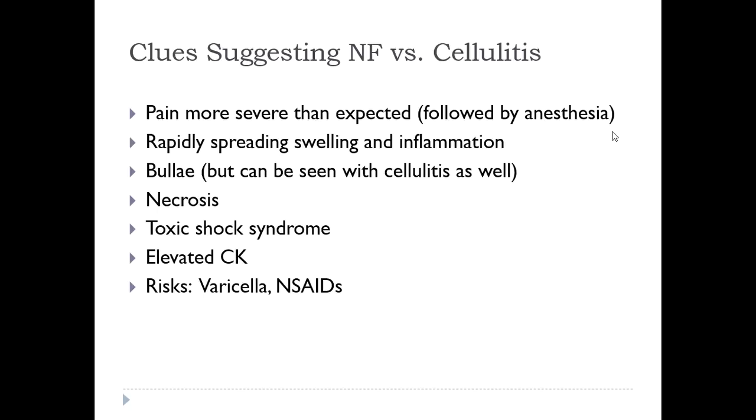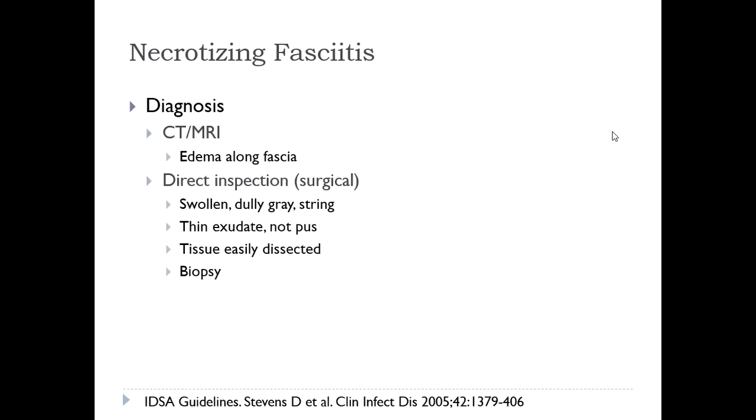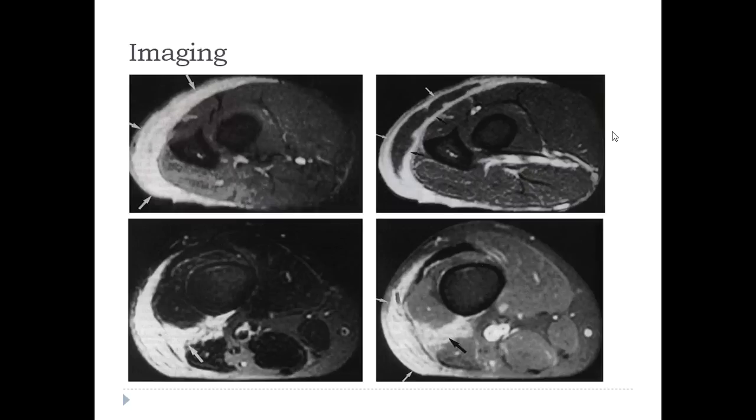Toxic shock syndrome and risk factors. If you have varicella, for example, and then a patient is admitted, develops a skin lesion and rapidly progresses, it could be necrotizing fasciitis. NSAID use. So diagnosis is usually clinical and by tissue biopsy. You can do a tissue biopsy easily, bedside also. And on CT or MRI, you see the edema along the fascia. So it is very important that you do a CT or an MRI if the patient is stable.